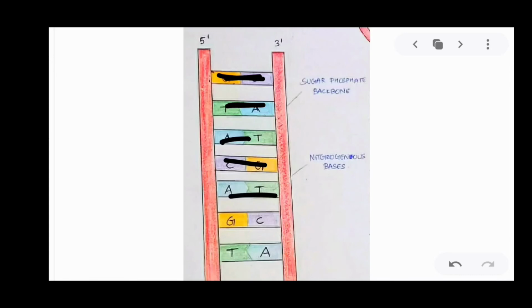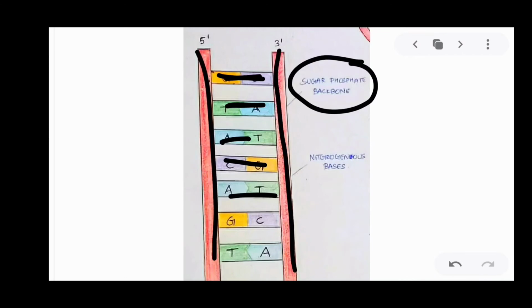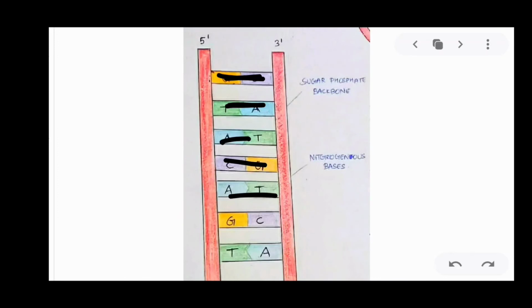The other two components, that is the sugar phosphate backbone, like we have stated here, is present in these two strands. If we magnify them, the two components, the sugar and the phosphate backbone, will be seen in these two strands. The diagram is very well explained, because it is not drawn by me, it's drawn by my friend. I am not good at drawings, so thanks to my friend for these drawings.